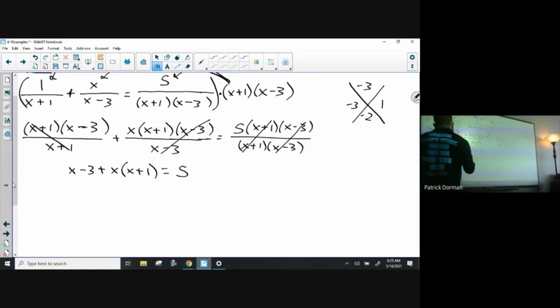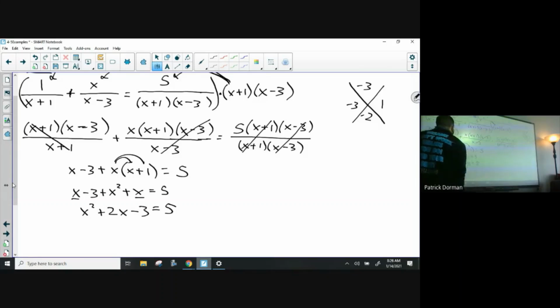Okay, let's distribute, combine like terms. So x times x is x squared, and x times 1 is x. I'm going to go ahead and rearrange this thing, put it in standard form, and combine these like terms. We've got an x and an x. That's 2x minus 3 equals 5. Now, we've got to set this thing equal to 0. x squared plus 2x, right? Subtract 5 from both sides. Minus 8 equals 0.